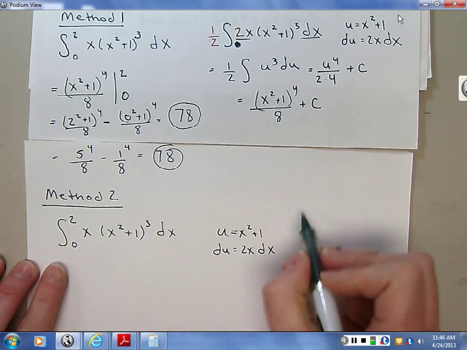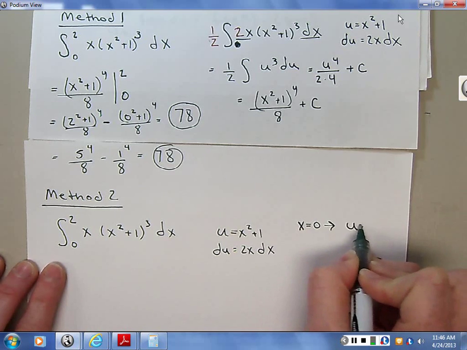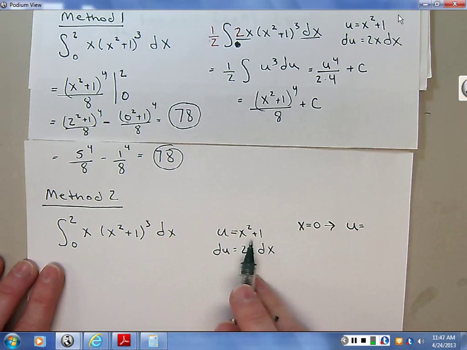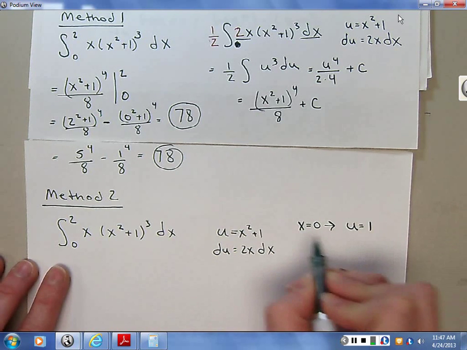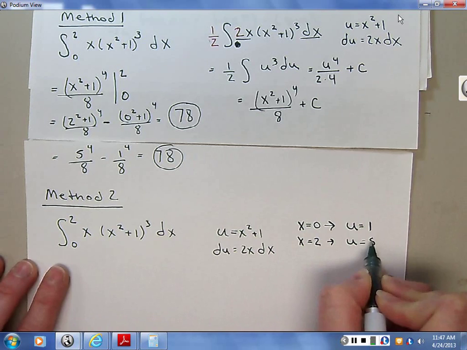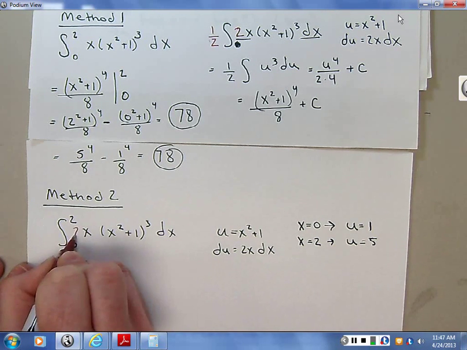So this is saying at x equals 0, what would u equal? So I go to my relationship. If x is 0, what is u? 1. And if x is 2, what is u? 5. So I'm going to do the same thing I did here with the 2 and pull out a 1/2.